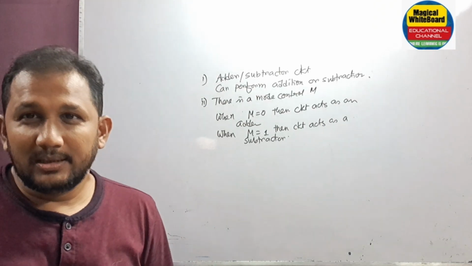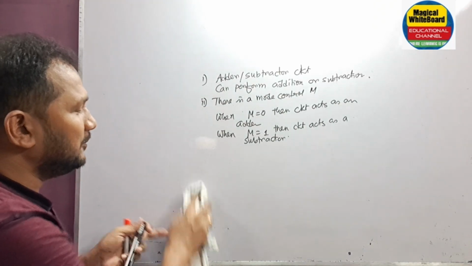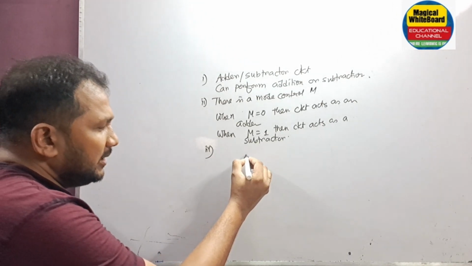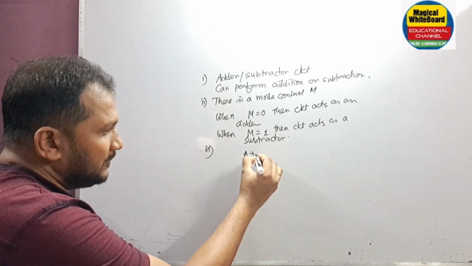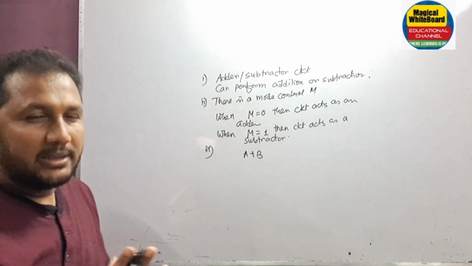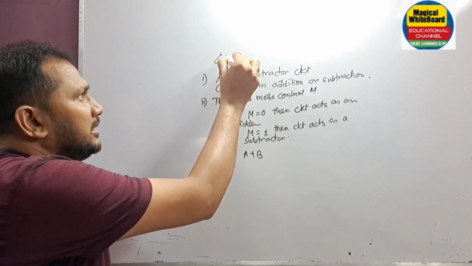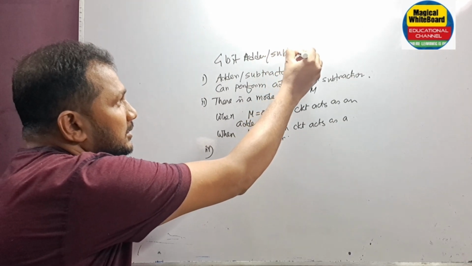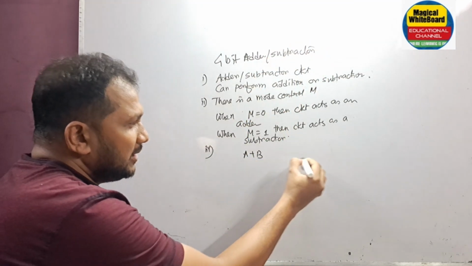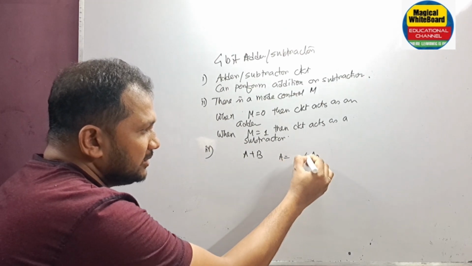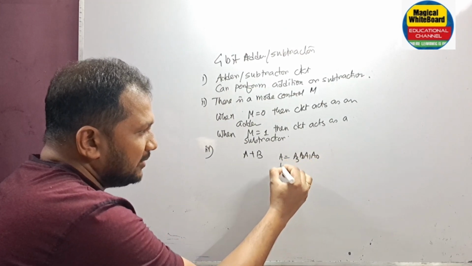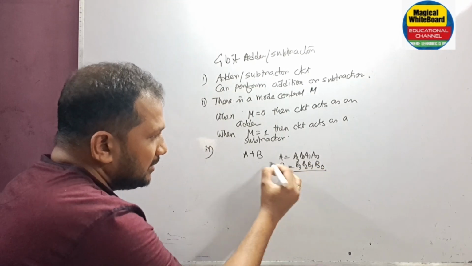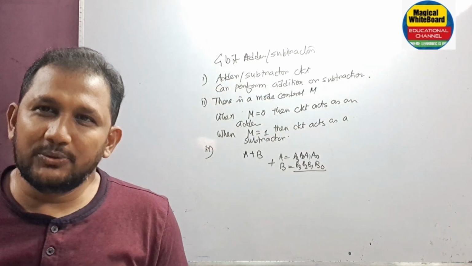Now let us consider the designing process. Now the third point, that is circuit diagram. When addition means a plus b, that is equal to 4-bit. In case of 4-bit design, that is the 4-bit adder subtractor. A plus b means A equal to 4-bit, that is A0, A1, A2, A3, and B equal to B0, B1, B2, B3. So we need just full adders to add those numbers.